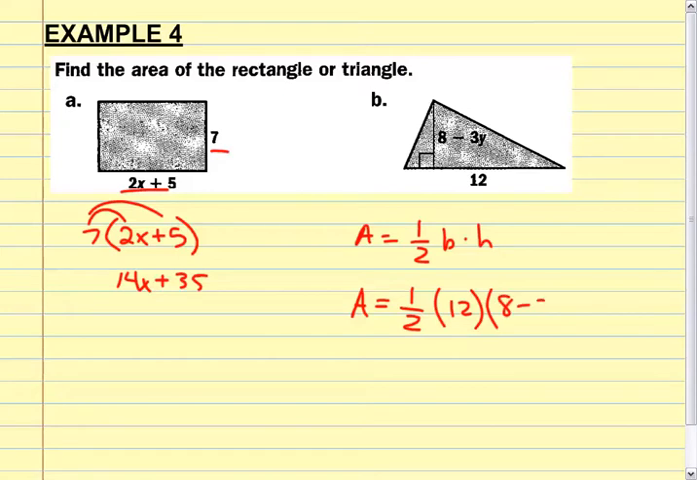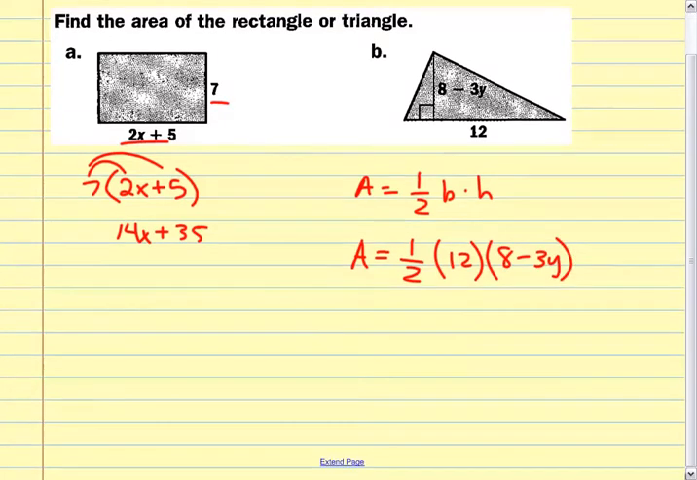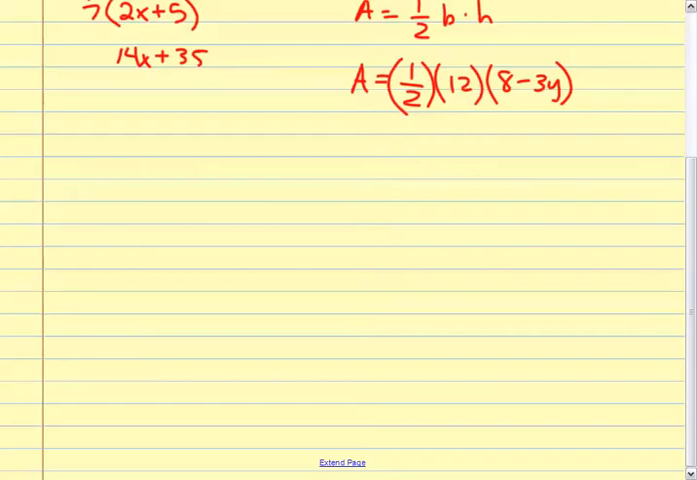Okay? Now, let me ask you something, Lou. How many things am I multiplying here? Not 4. 3. There are 3 things that are being multiplied, right? A half times a base times the height. Which 2 things would you like to multiply first? A half times 12 would be 6. Exactly. That's the easiest thing. Area is equal to a half times 12, which is just 6 times 8 minus 3y. Now it's easy.